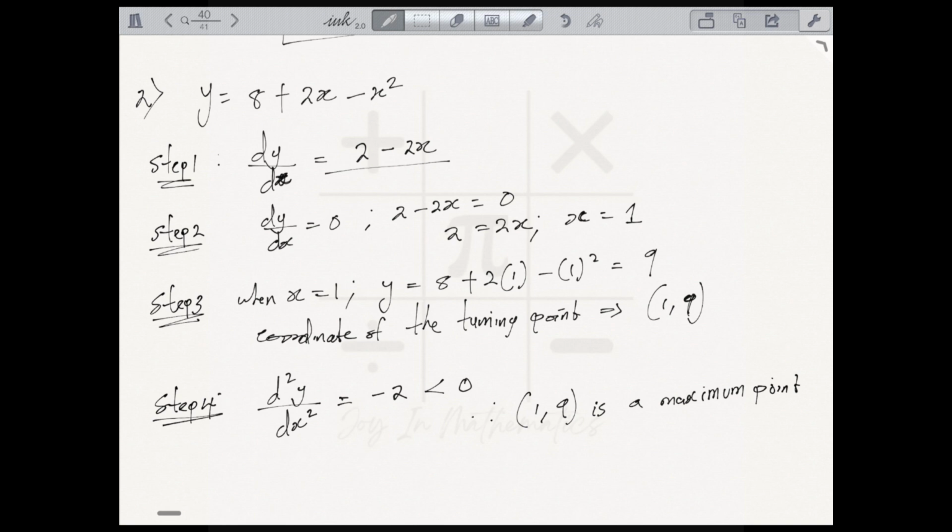Now we have been able to evaluate and determine the nature of curves, the turning point, and the nature, whether it is a minimum point or a maximum point. In our next video, we'll be taking a look at tangents and normals.